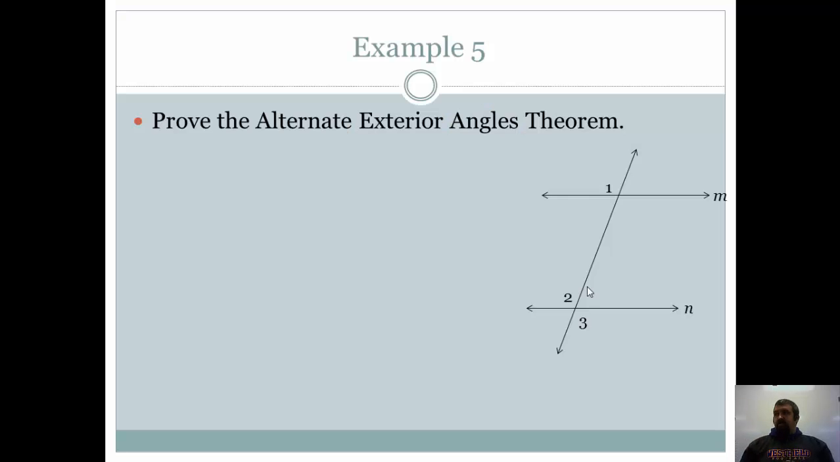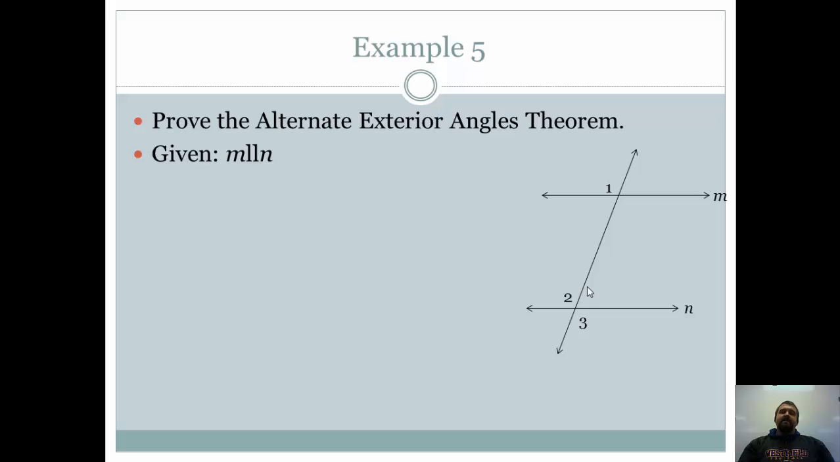Very good. So what you're saying is I would need to have two lines being parallel. I don't have that yet. So let's make that so. Line M and line N are parallel. There we go. Great given. Well, what am I really trying to prove, Mr. H? Well, what's the then part of the alternate exterior angles theorem? Yes, go ahead.